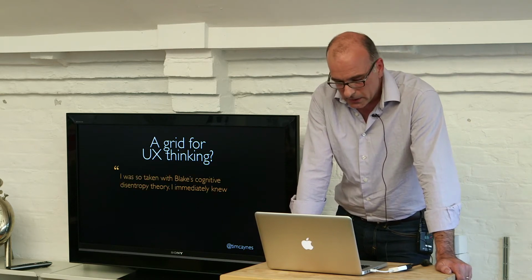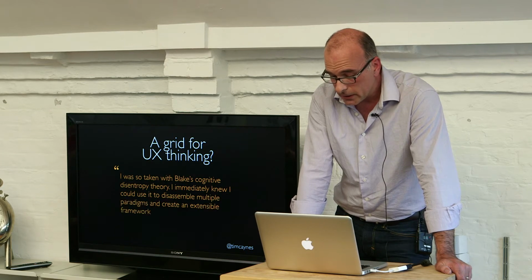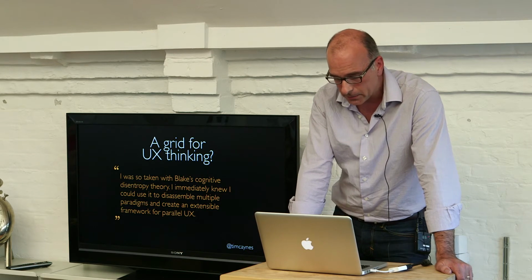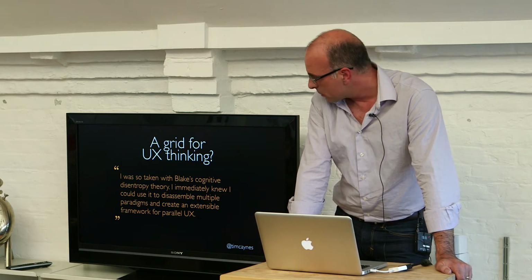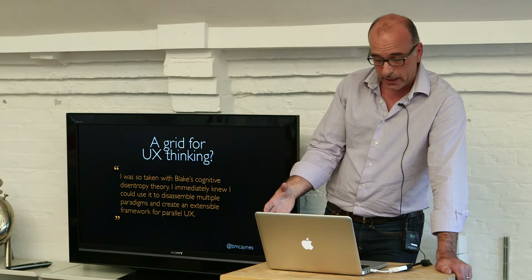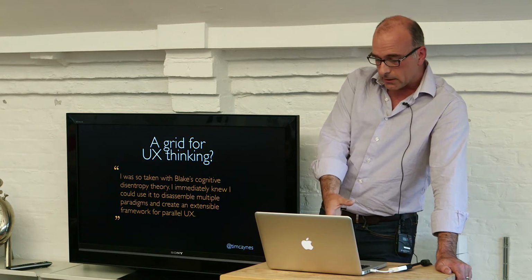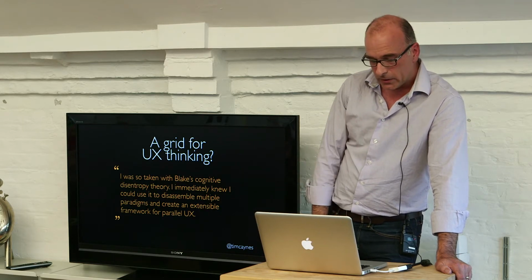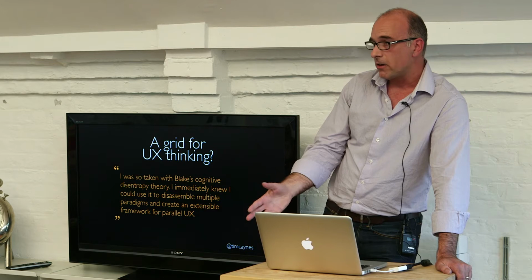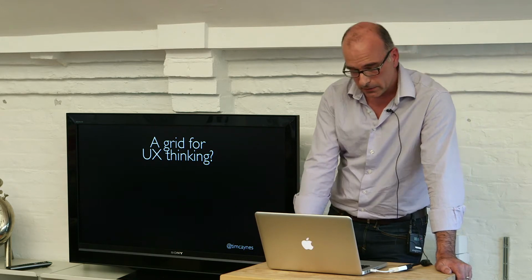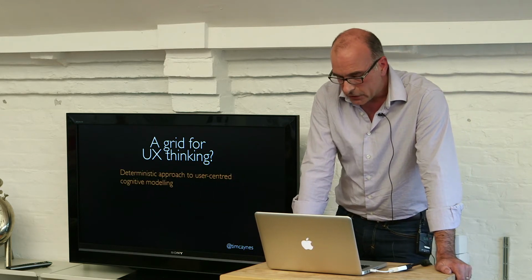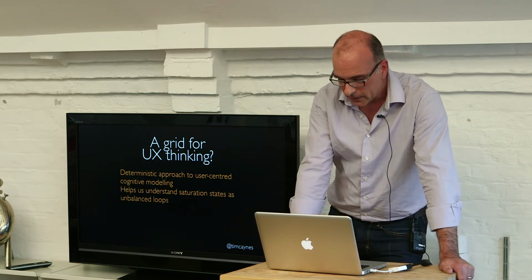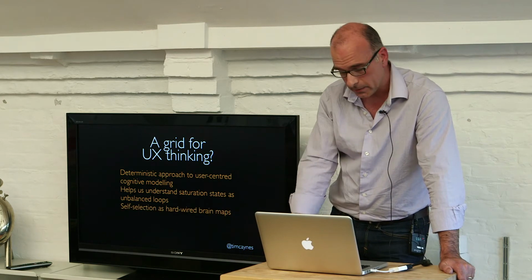Now, McGinn was a skilled researcher, but she was also a holistic user experience analyst, and she saw something in those research outcomes that was going to cause a big shift in her UX method and practice. So extending Blake's cognitive dysentropy theory, she developed an extensible framework for parallel UX, which enabled her to disassemble multiple paradigms, which was a big win in her field of work. Now, what she later published in about 2007 was the basis of her grid for UX thinking, as she called it, which you could use for mobile app development, probably.